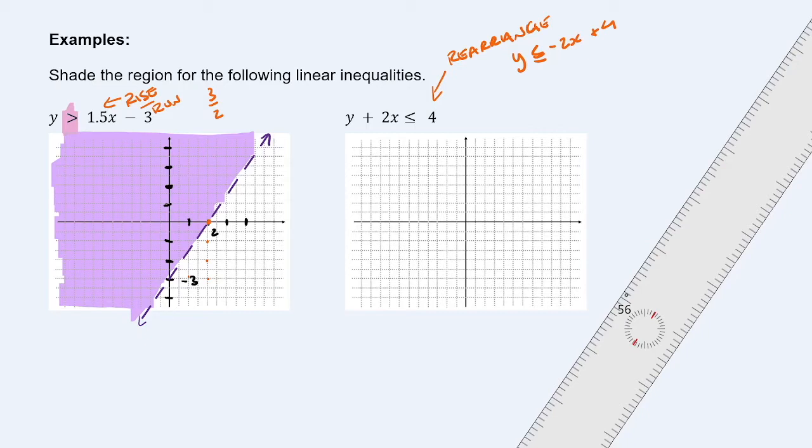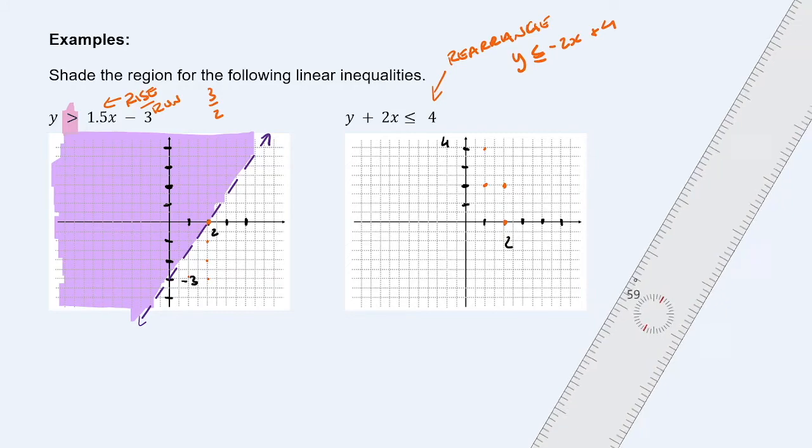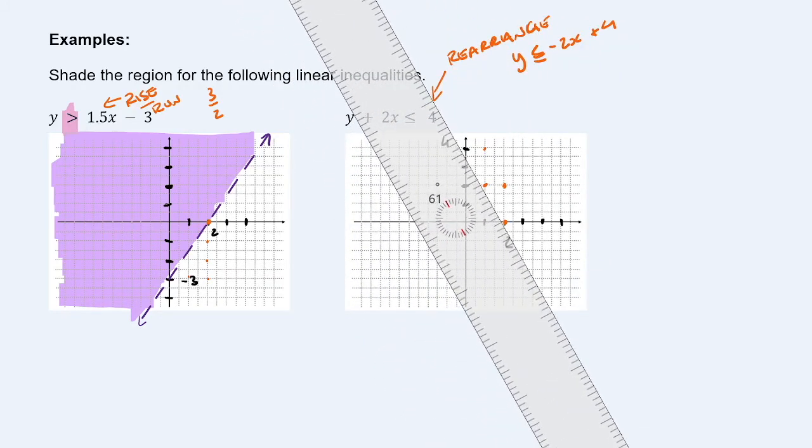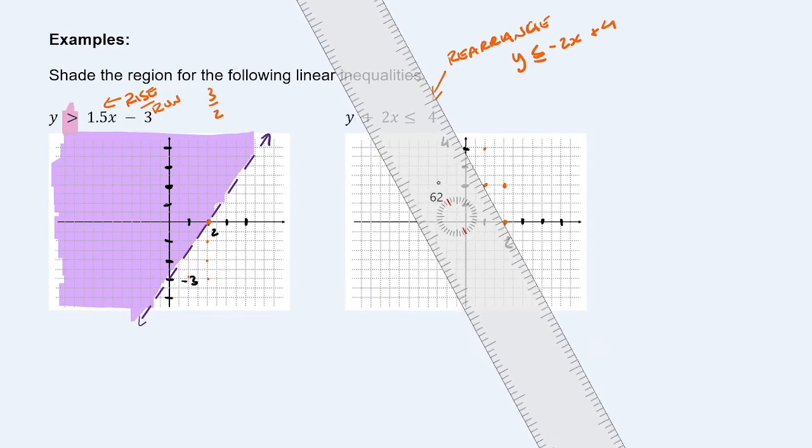So let's pop in some bits and pieces. There's my 4. This time I need to go across 1 and then down 2. So I go across 1 and then down 2. I can do the same thing again, across 1, down 2. That gives me that intercept there of 2, and I can use my trusty ruler again to line up those 2 spots to draw the line through.